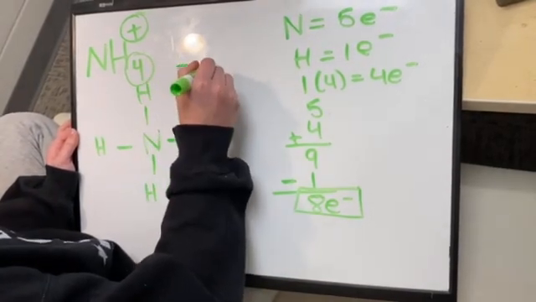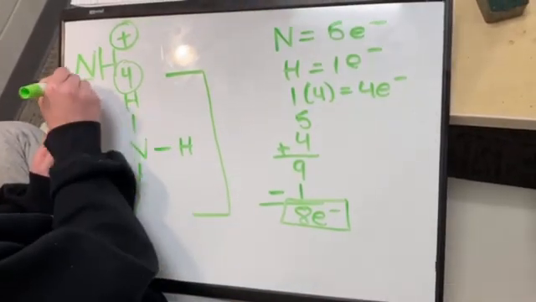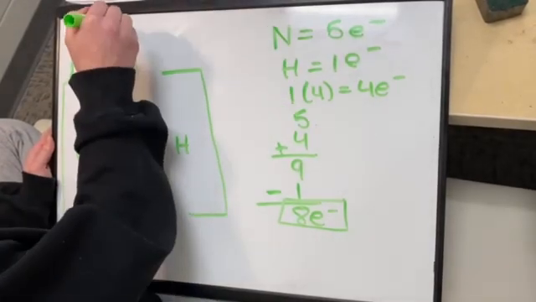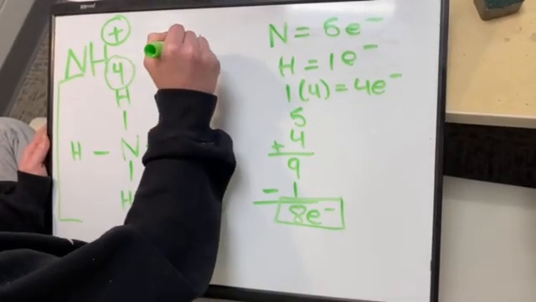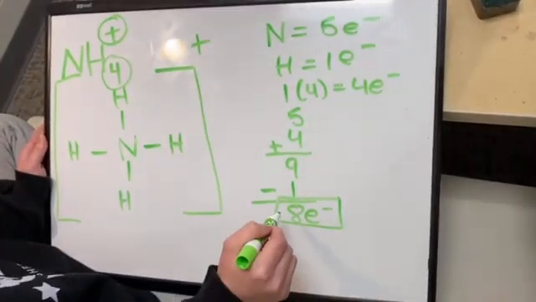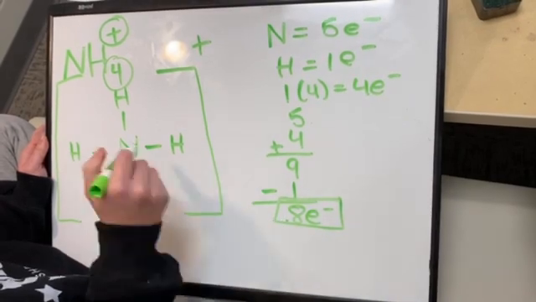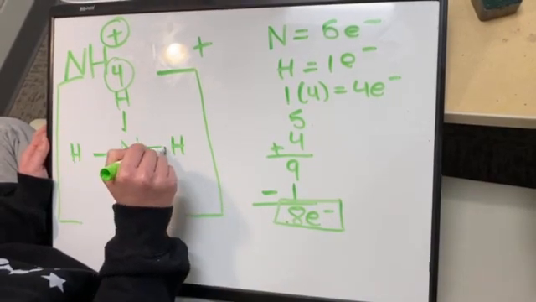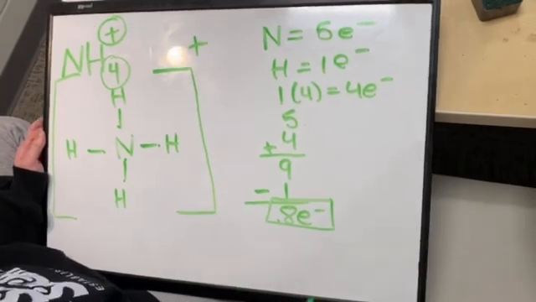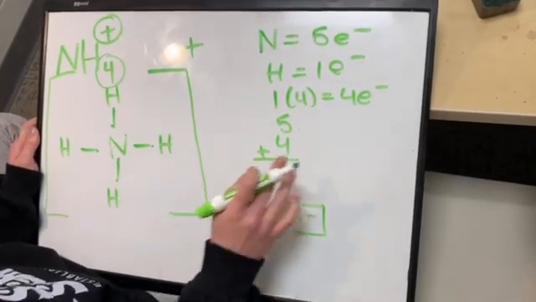We also need to include brackets because it has a charge, and we're going to put the plus 1 charge right there. So let's make sure it has 8 valence electrons. 1, 2, 3, 4, 5, 6, 7, 8. Okay, so that's the Lewis structure.